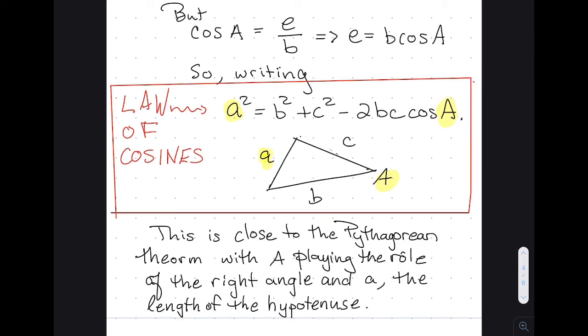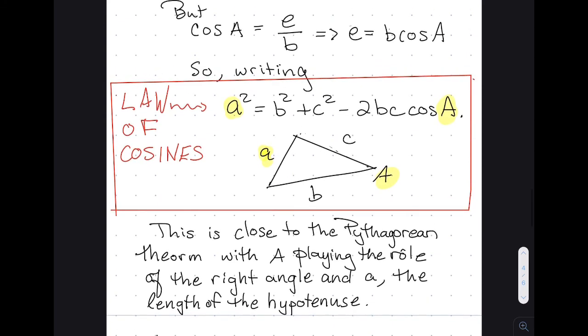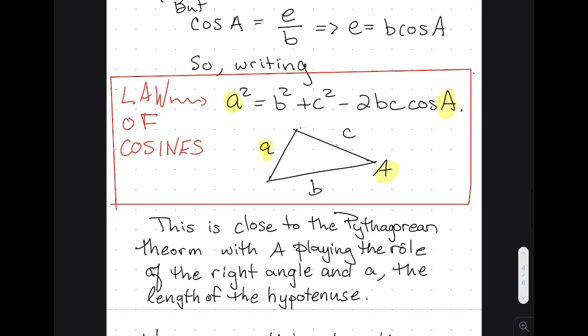By the way, if you have two sides and an angle, you may have to use the quadratic formula to find the third side, because it looks quadratic in the lengths. So you might have to use various tools.